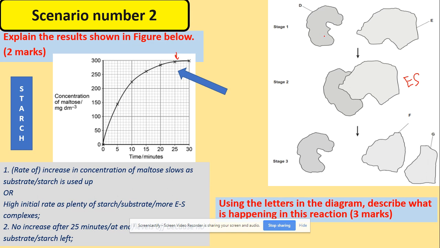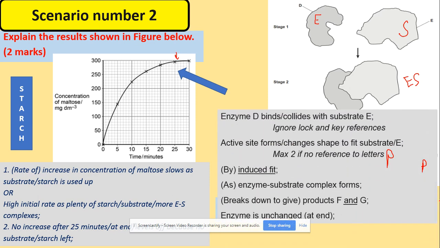So E or D? Well, D is an enzyme because, as you can see, it didn't change at the end. So E must be the substrate, and F and G are our products. So this is what you will then put in your answer. The enzyme D binds with substrate E at the active site, which changes slightly in shape due to the induced fit hypothesis. Enzyme substrate complexes are formed and the reaction gives you products F and G, so the enzyme stays unchanged at the end. That's really important for your paper 1, definitely.